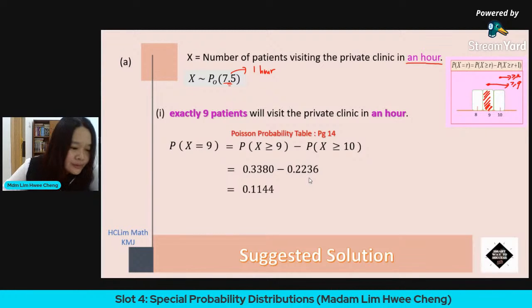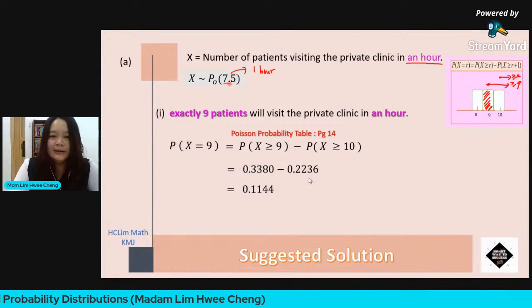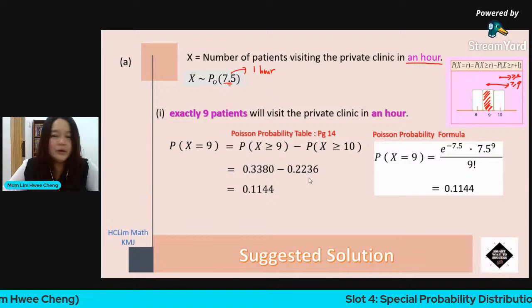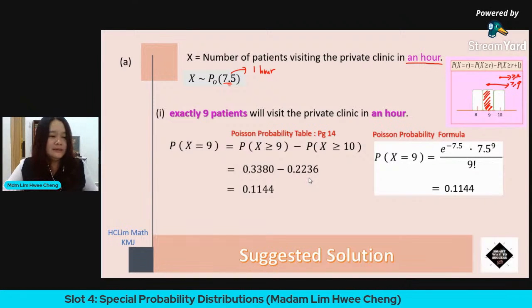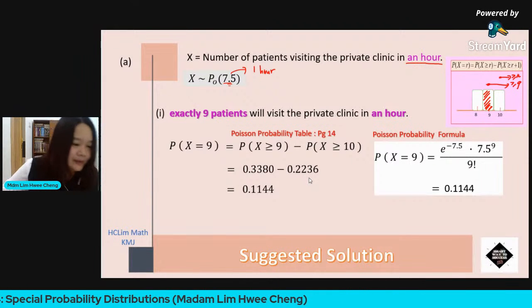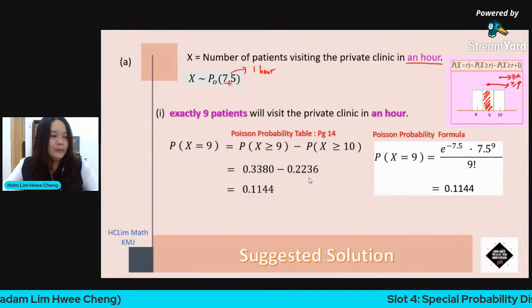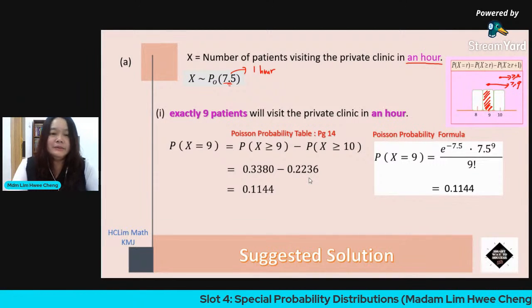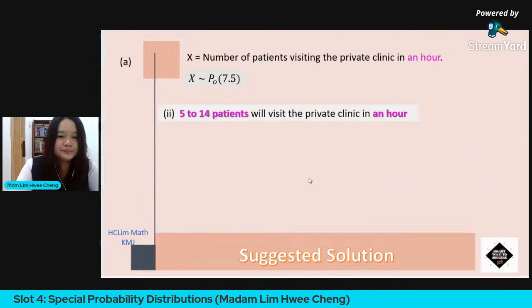This one is the method if you read from the Poisson probability table. Very good, Rizwan, the answer is 0.1144. Very good. Or you may choose to answer by using the Poisson probability formula if you want to calculate. You basically get the same answers. Tanya, Rizwan, good job getting the answer before I displayed it. Very good. So we proceed to question A2.